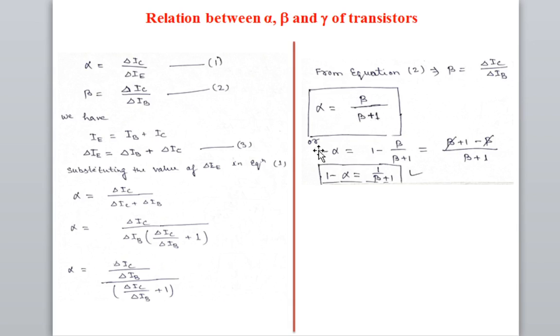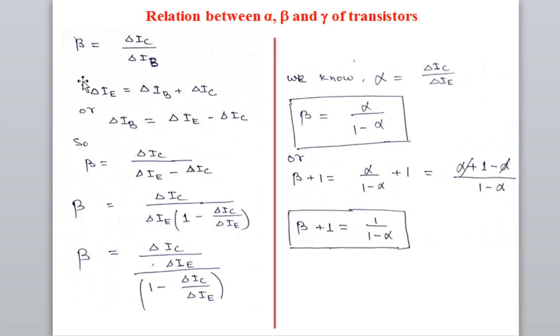Or if I substitute this quantity, 1 minus alpha is equal to 1 minus beta upon beta plus 1, so 1 minus alpha is equal to 1 upon beta plus 1. So alpha is equal to beta upon beta plus 1, or 1 minus alpha is equal to 1 upon beta plus 1. Both relations are valid. So this is the relation between alpha and beta. Similarly, I can start with the definition of beta and obtain a relation for alpha also.